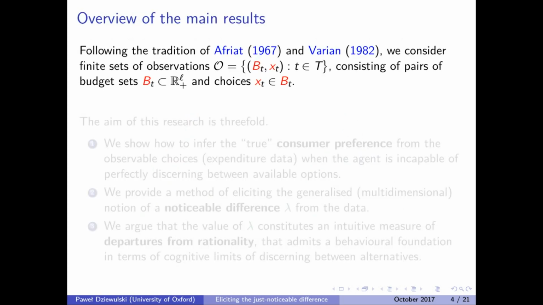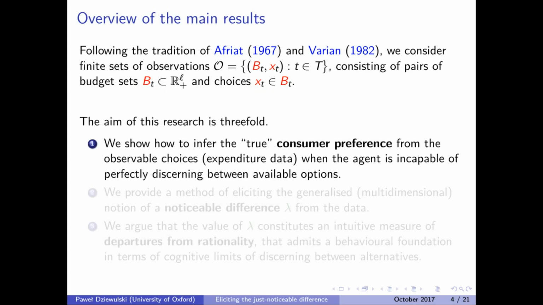Following the tradition of Afriat and Varian, suppose the researcher observes a finite number of choices from L goods, where a typical observation consists of a bundle X and the corresponding, possibly linear, budget set B. The purpose of this paper is threefold. First of all, given the observations, I provide a method of inferring the actual, true preferences of the consumer from the data when he or she cannot perfectly discern between options.